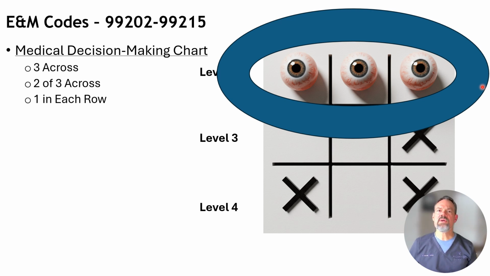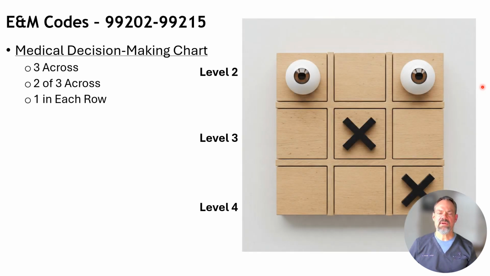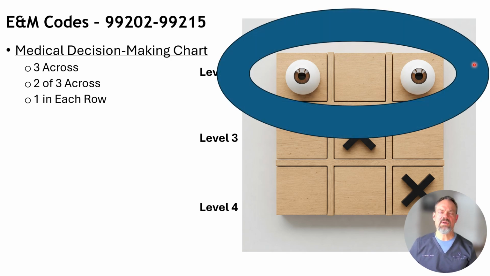But that's not the only way to meet a certain level. There are 2 other ways to meet a certain level. One way, a second way, is to have 2 out of 3 in a column. So we've achieved this and this, and so we've also achieved a level 2. So again, we can have 3 across, or we can have 2 of 3 across. Both ways of achieving a certain level.